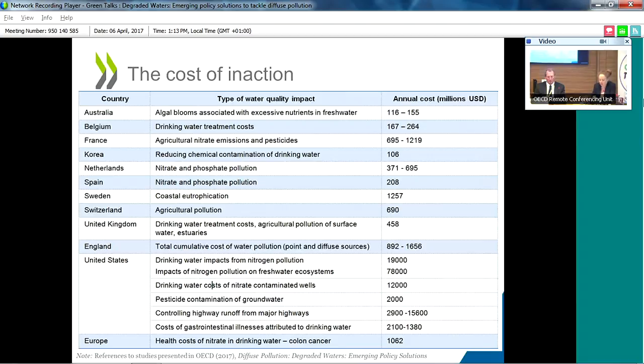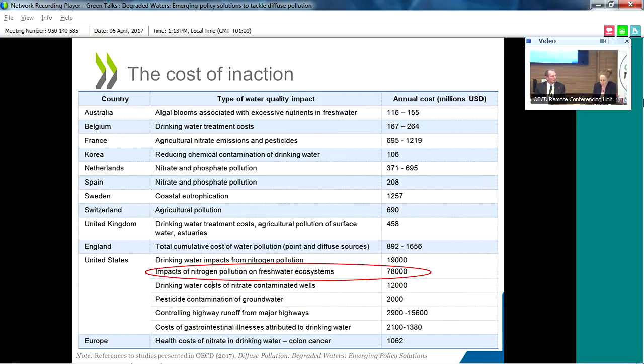The cumulative impacts of diffuse water pollution can be devastating for human well-being and ecosystem health. Ultimately, they can undermine sustainable economic growth. These estimates demonstrate that the cost of inaction is high, and these are annual costs. For example, the cost of nitrogen pollution on freshwater ecosystems in the United States is estimated at $78 billion per year.